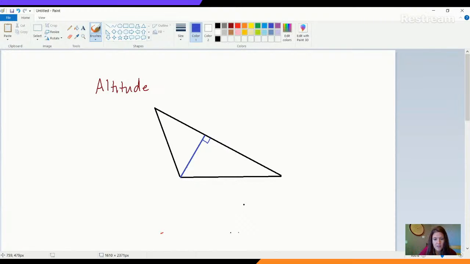What I've told my students is you've actually been doing altitude your whole life, because let me draw the altitude for this side over here. When I draw this altitude, it would look something like this. You'll notice the altitude is outside of the triangle, right? Feels a little bit weird. The blue line is the altitude.